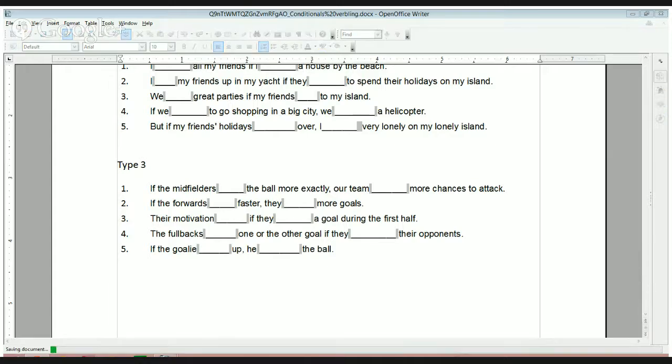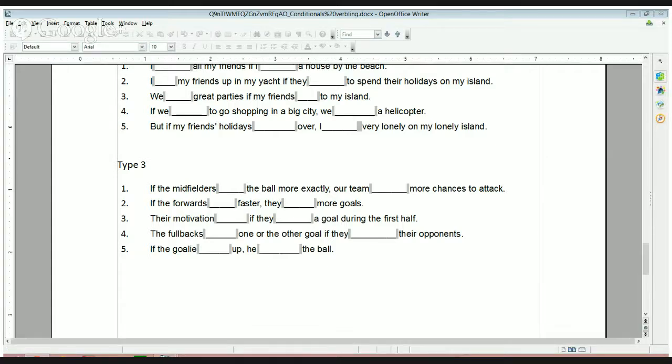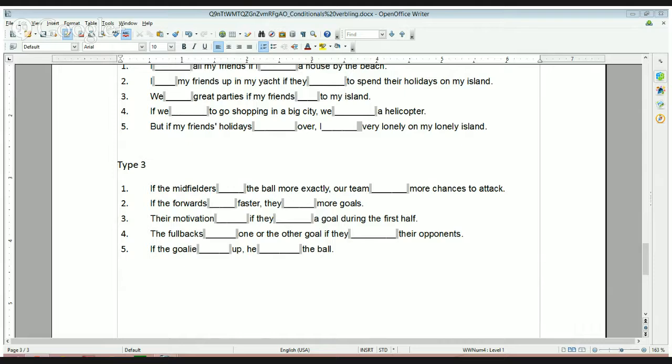Number 2, we're back to Paulo, and the first blank will be move, the second blank make. Go ahead and conjugate that, Paulo. Okay. If the forwards would have move. So that one is going to be the past perfect because it's the if clause. Past perfect.